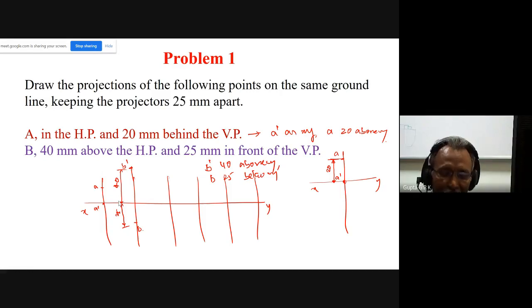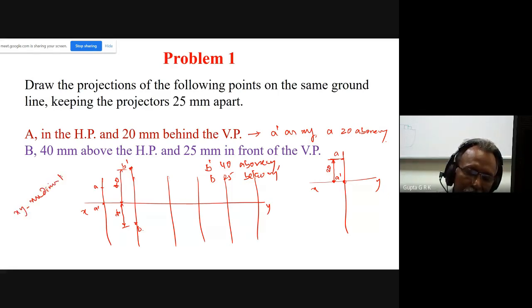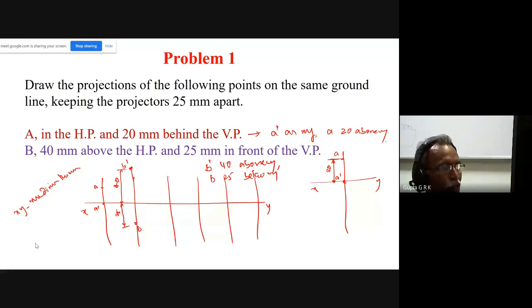Here, what are the objects? Objects are points, so only points are to be dark. All other lines must be light. Only the XY line is medium dark, medium thickness. All other lines, dimension lines and everything, are light lines only. Letters and numbers should be dark. That is the way you have to go about it. So B is over.